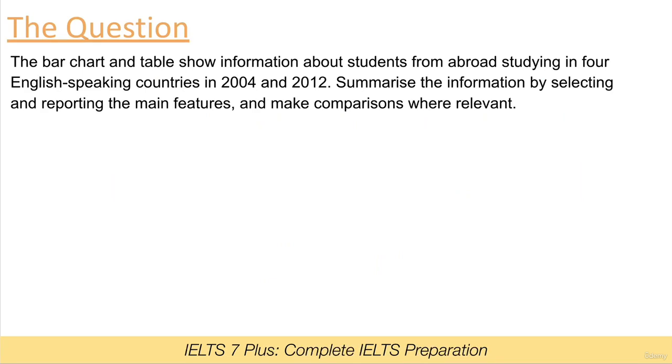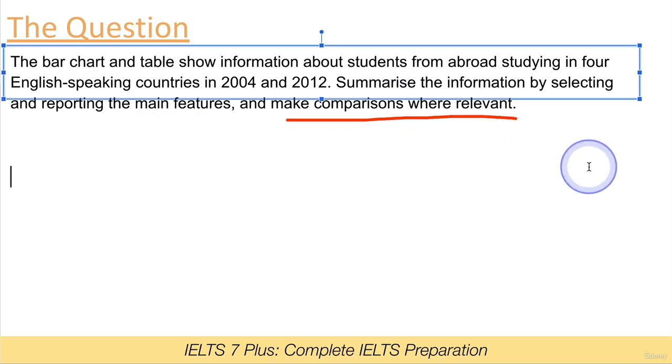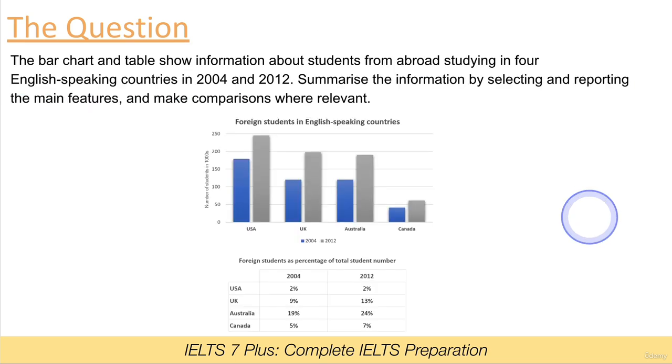The bar chart and table show information about students from abroad studying in 4 English-speaking countries in 2004 and 2012. Summarize the information by selecting and reporting the main features and make comparisons where relevant. So we have the same question here, the same task to do, which is always to report the main features and make comparisons where they are relevant. Okay, let's see the data.